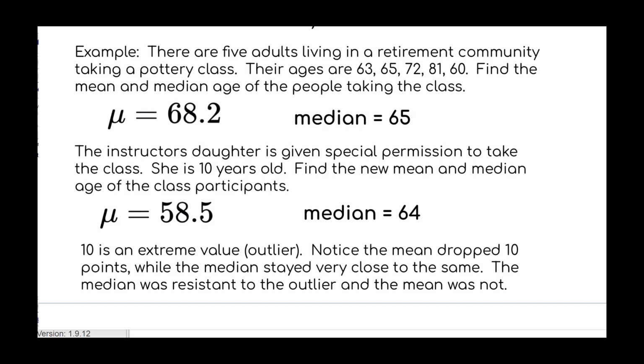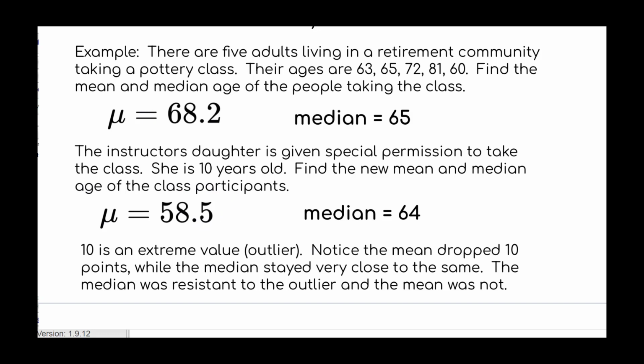But the instructor's daughter is given special permission to take the class. She's 10. Find the new mean and the median age of the class participants. So if I add this 10 to this data set up here, the mean is now 58.5. The median is 64. So notice the median was pretty close, right? It didn't change much, but look how much the mean changed. It went down from 68.2 to 58.5.